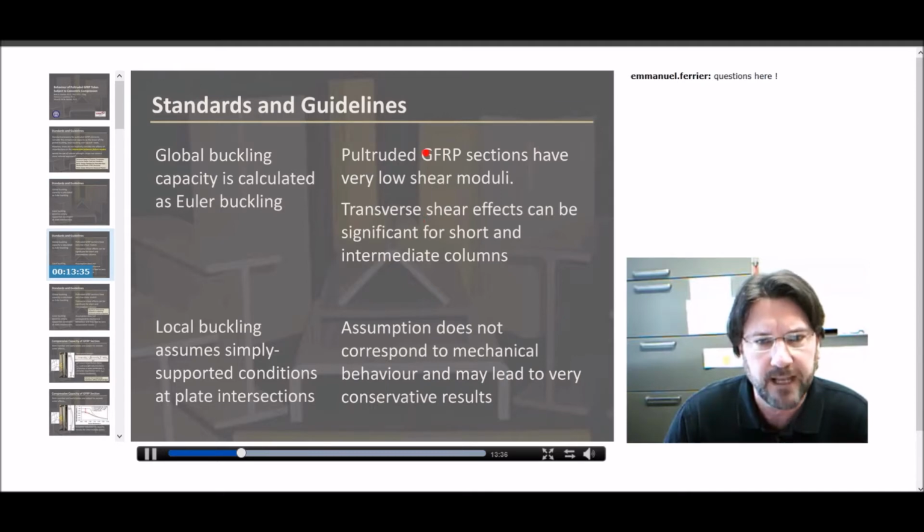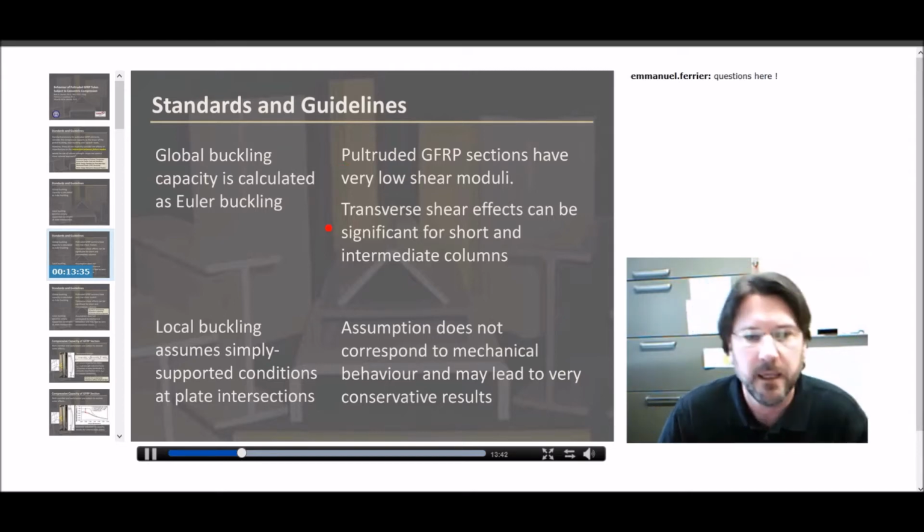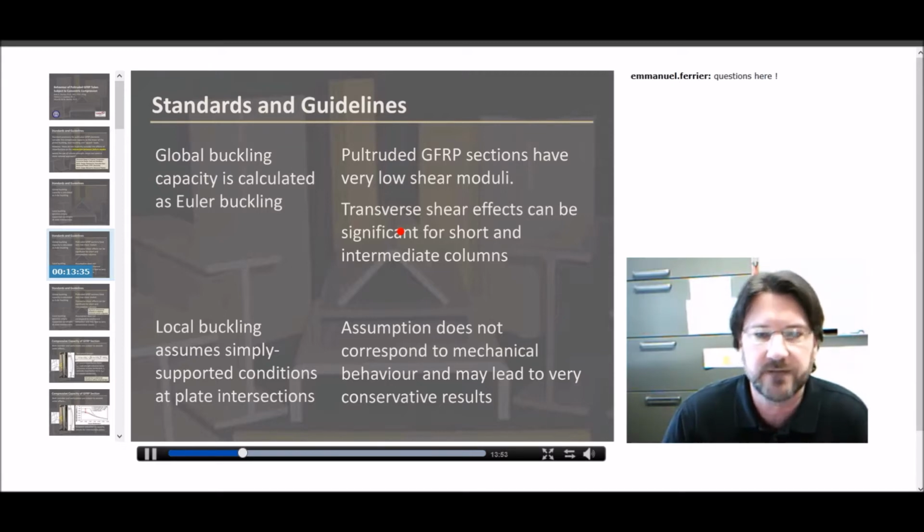And so if we take a look at these, we have some issues associated with both the global buckling and the local buckling. In terms of the global buckling, one issue is that when we're dealing with GFRP sections, pultruded sections, we have very, very low shear moduli. And in addition, the transverse shear effects can become very significant when we're talking about short sections and even intermediate length columns.